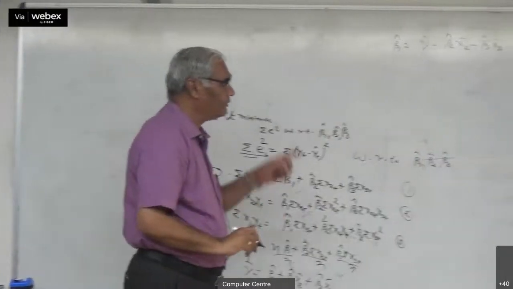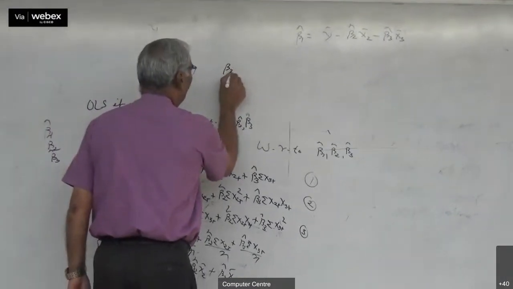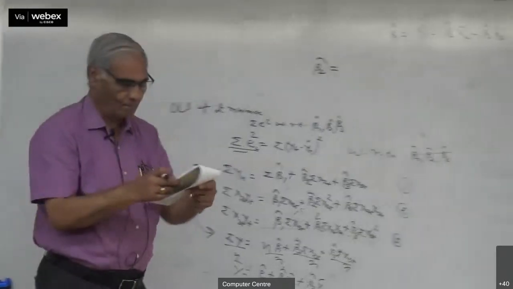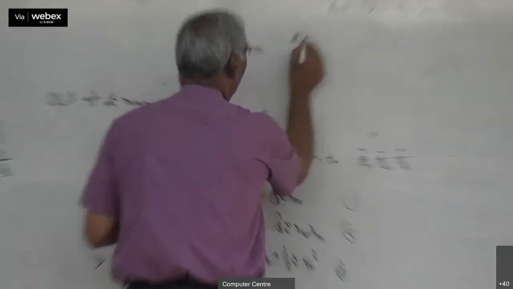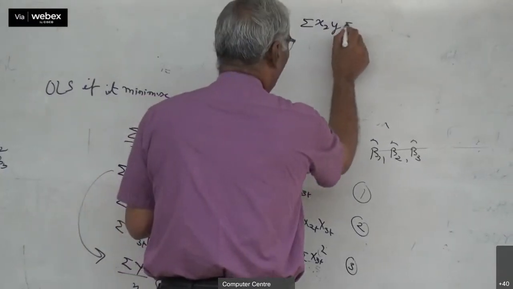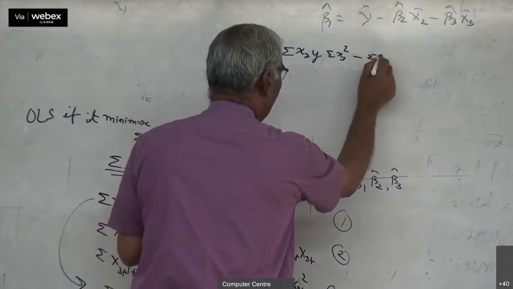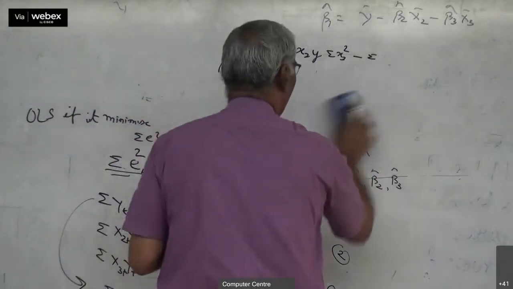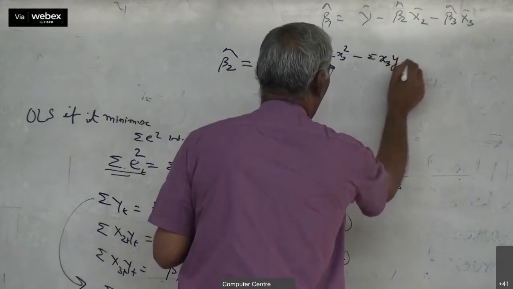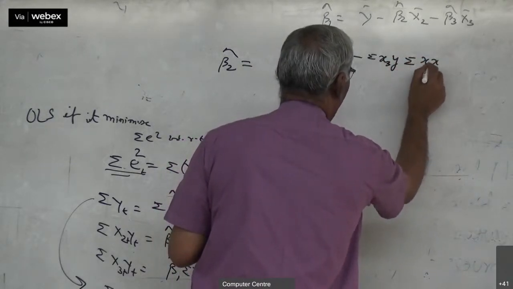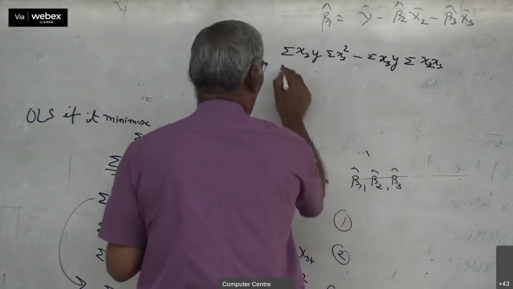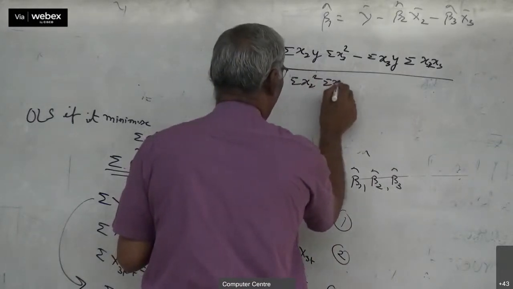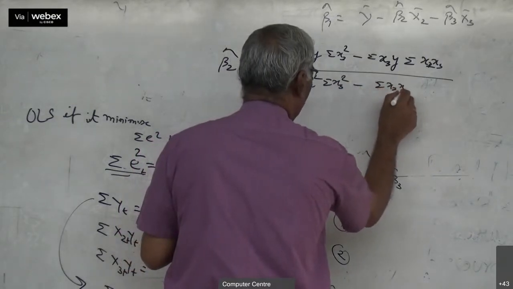Now, in order to calculate the value of beta 2 and beta 3, the value of beta 2 cap will be equal to, I'm just writing the equations, summation x2y multiplied by summation x3 square minus summation x3y summation x2 x3, all divided by summation x2 square summation x3 square minus summation x2 x3 whole square.